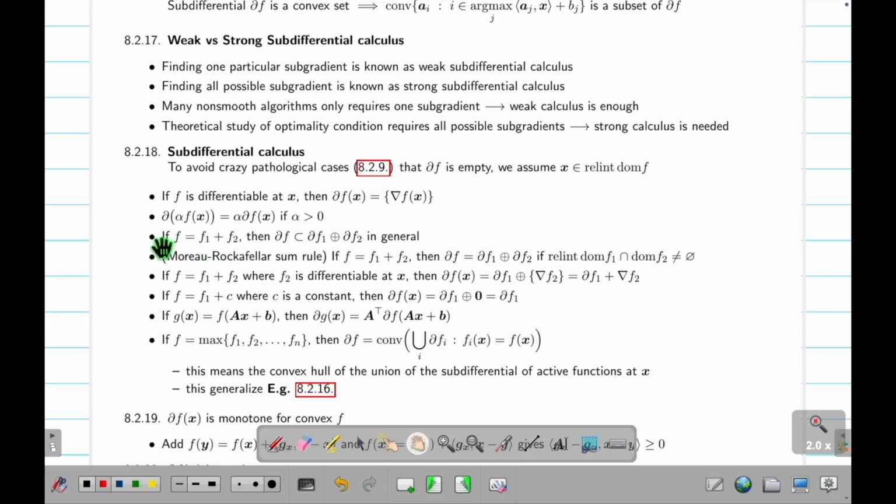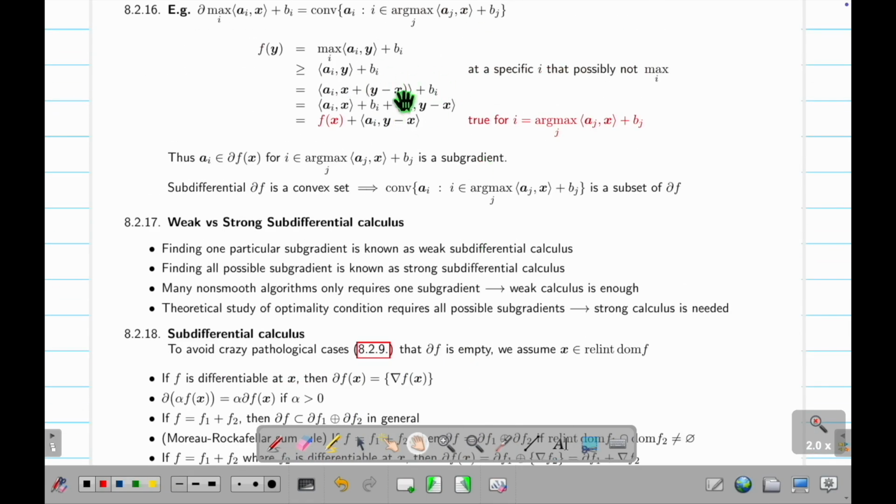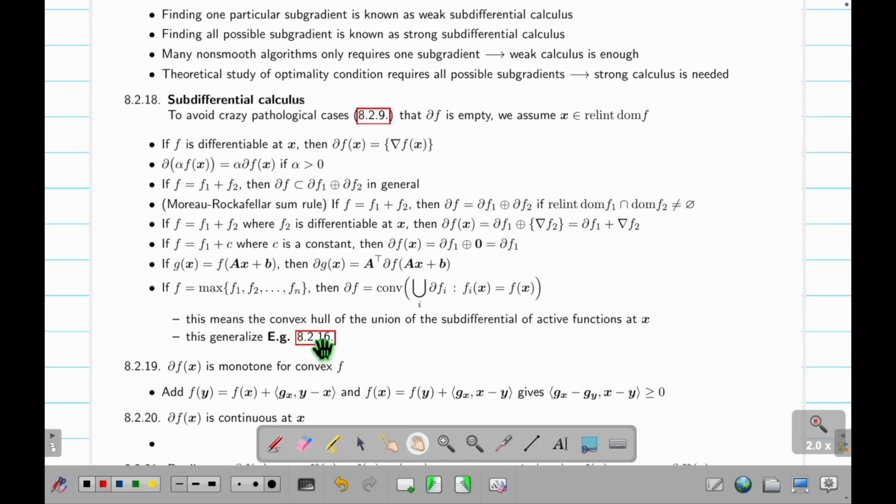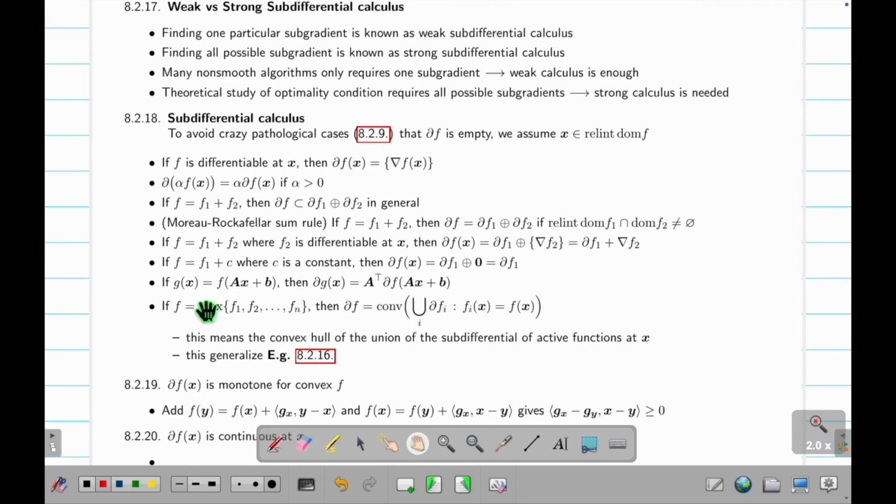What are the things that are complicated? It's these two. In general, you don't have equality. Because these are sets, you have a subset. And this becoming equal is a theorem called the Moreau-Rockafellar theorem. That is, if the interiors of the two functions intersect, then you have equality. And lastly, you have this max. I just use it to show you. This generalizes to this version. It's a generalization of 8.2.16. That means this one. Okay, and these are the calculus.